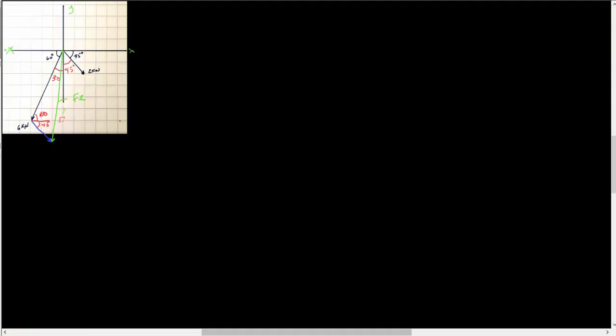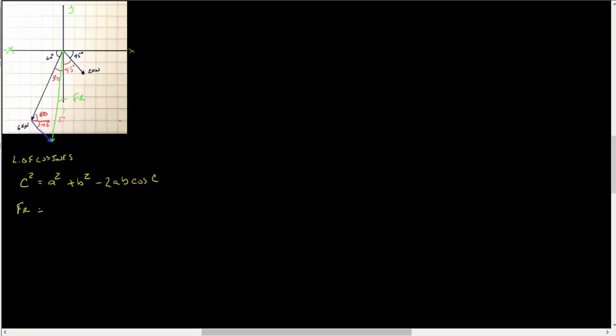So we know that the law of cosines is c squared is equal to a squared plus b squared minus 2ab times the cosine of c. Now, we are trying to find the force resultant, so we're going to call this side here, this green side, we're going to call that c. So I'm going to go ahead and put that in as FR.